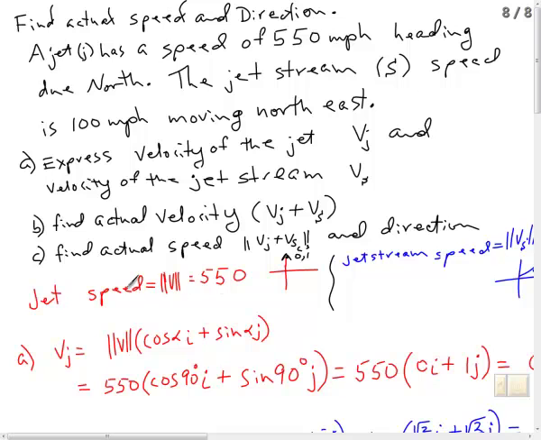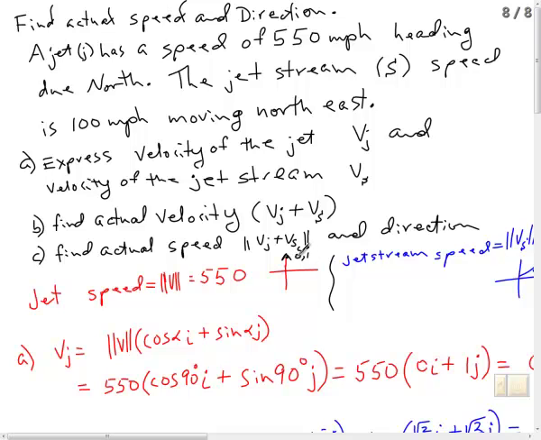So it helps to break this down into two parts, the jet and the jet stream. The jet speed is 550 miles per hour, and that would be your magnitude. So here's our velocity of the jet: magnitude, parentheses, cosine alpha I plus sine alpha J. Well, if we look here, the direction the jet was traveling is due north. Well, due north, if we're looking at the compass rose, that would be like 90 degrees.